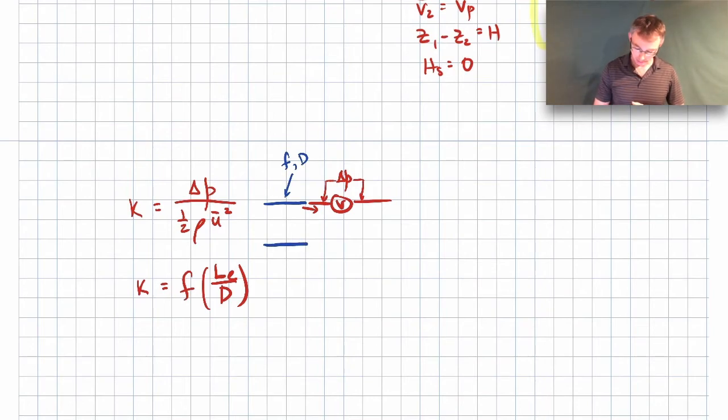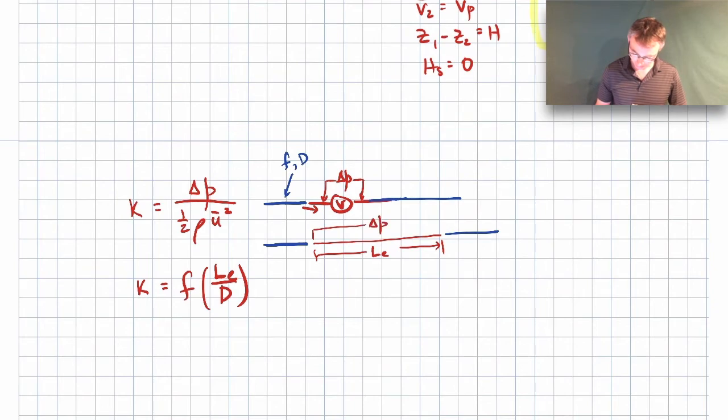So let's imagine we now replace that valve by some pipe with some equivalent length such that, let me finish drawing this picture, such that the pressure difference across that equivalent length is the same delta P.